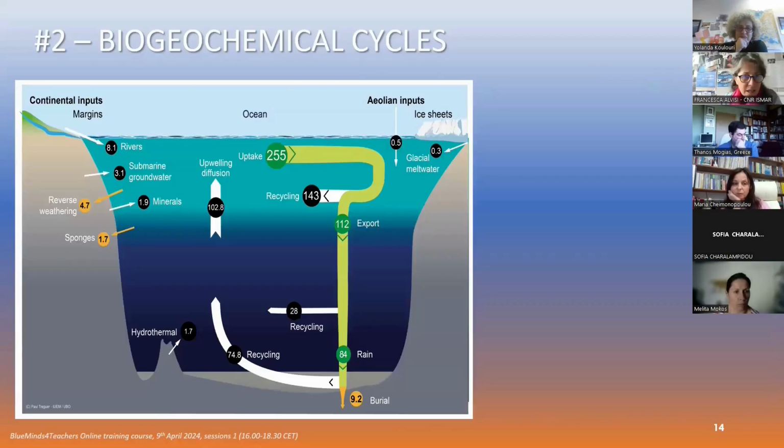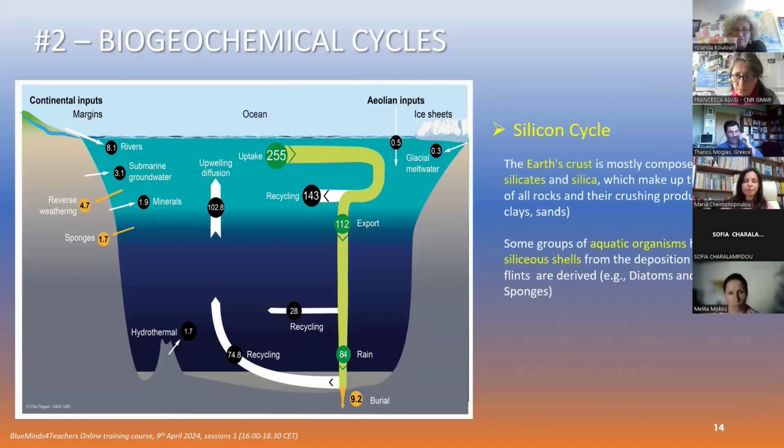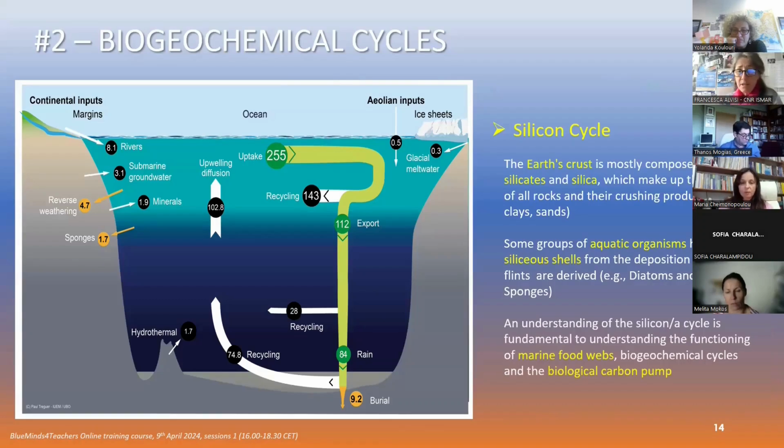And last but not least is the silicon cycle. It has to do with the shells of organisms, but also with volcanic activities, with recycling, with hydrothermal activities, with the riverine input, and so on. So again, there is a lot of connection in these cycles too. And this, like the carbon cycle, is one of the most important for the building of the shells of organisms in the sea.